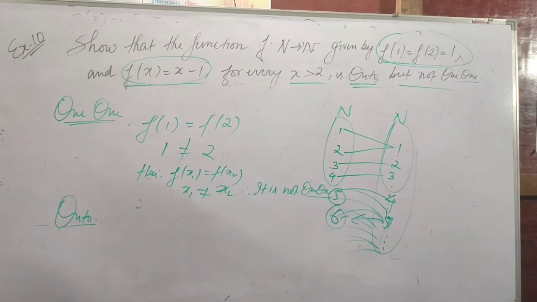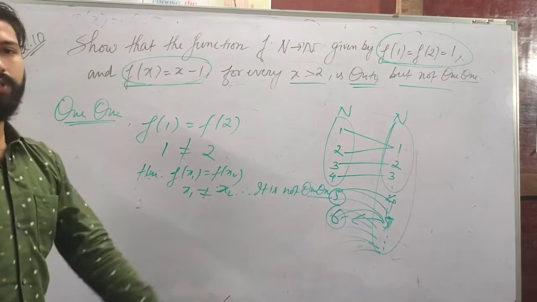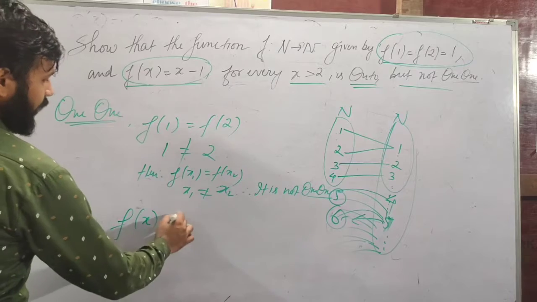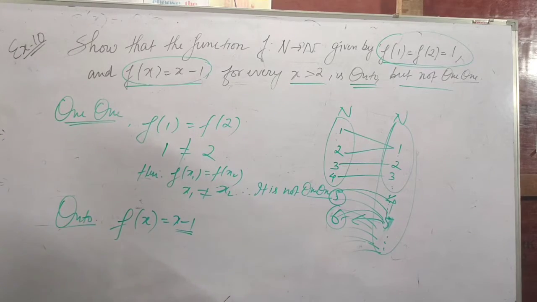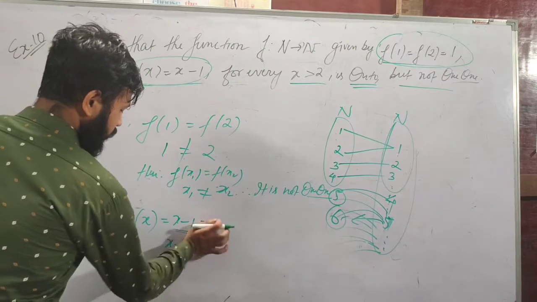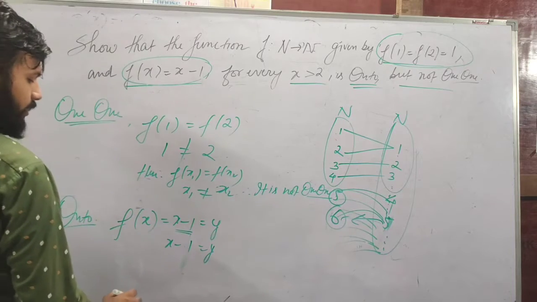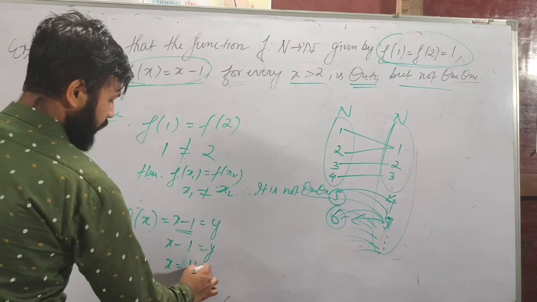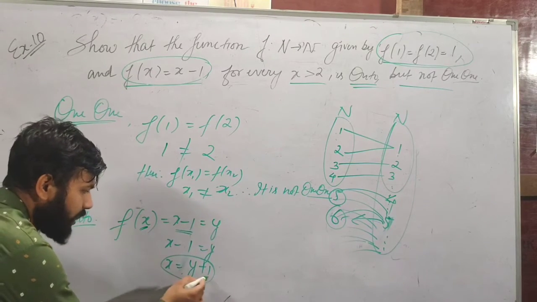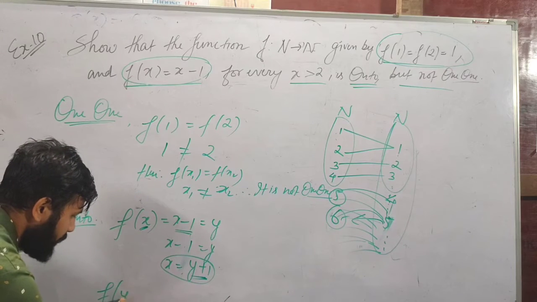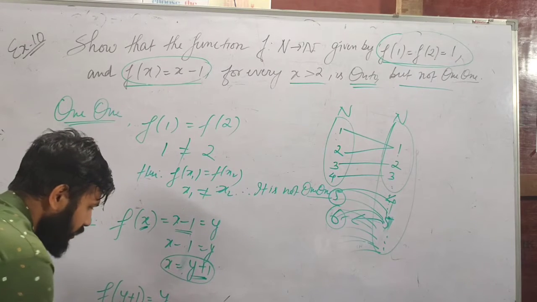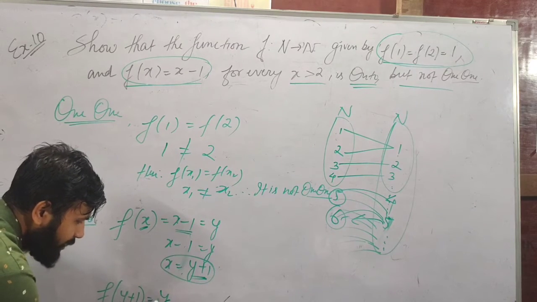So how to prove it? There are many ways. We can write it in a statement, or we can use a proof. So here it is already given that f(x) is equal to x minus 1. This is an image, which is also equal to y. That means x minus 1 equals y, and here x is equal to y plus 1. So f(y plus 1) is equal to y. So we come to know that for all y there exists some pre-image.